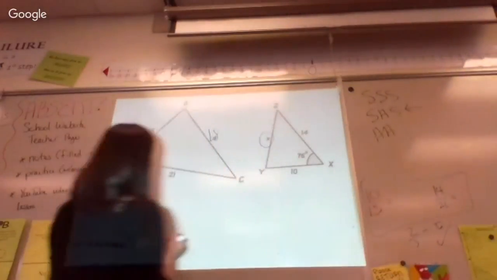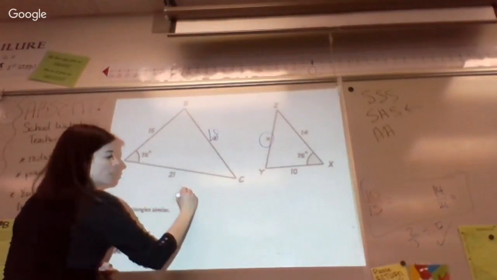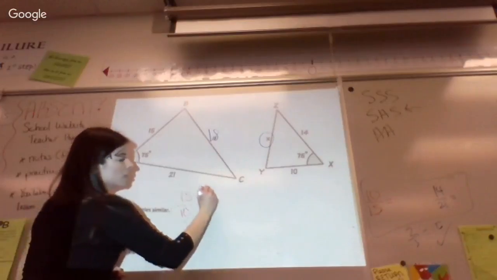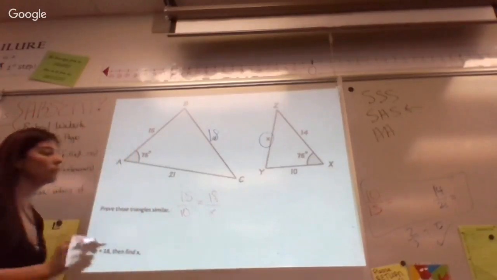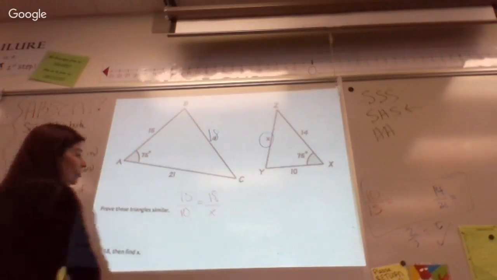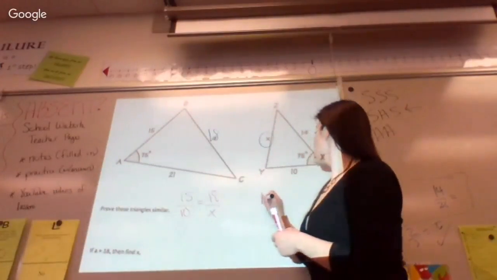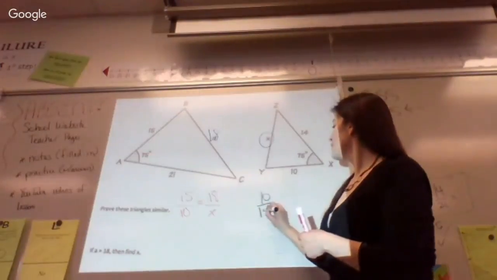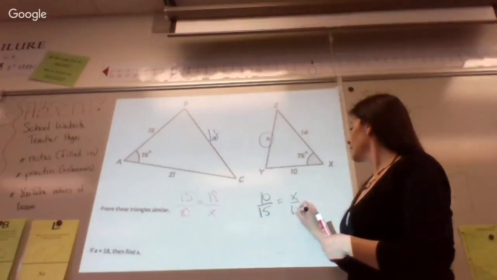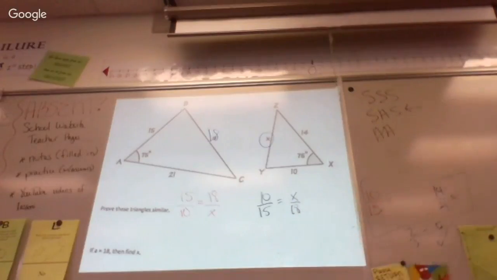So there's a couple different ways. You can either do 15 over 10 equals 18 over X. You could do 10 over 15 equals X over 18. Some people actually use the reduced version of 2/3 or 3/2. As long as you use them correctly, that's fine.